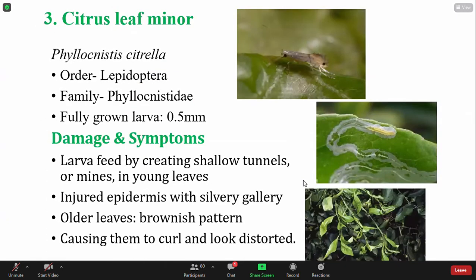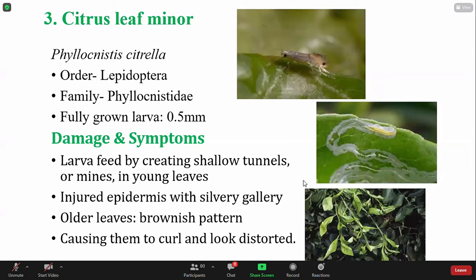The third pest is citrus leaf miner. This is the order Lepidoptera and the family Phyllocnistidae. The fully grown larva is about 0.5 millimeter. The damage is that the larva feeds by creating shallow tunnels. You can observe here, right? Or the mines in the young leaf.